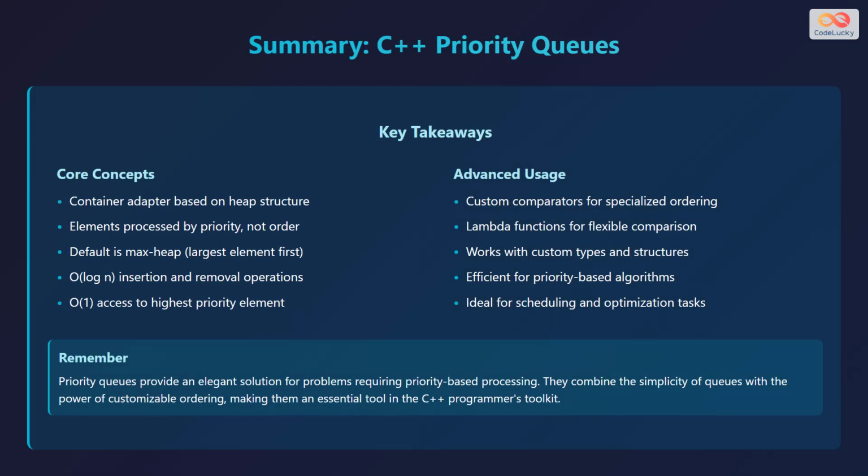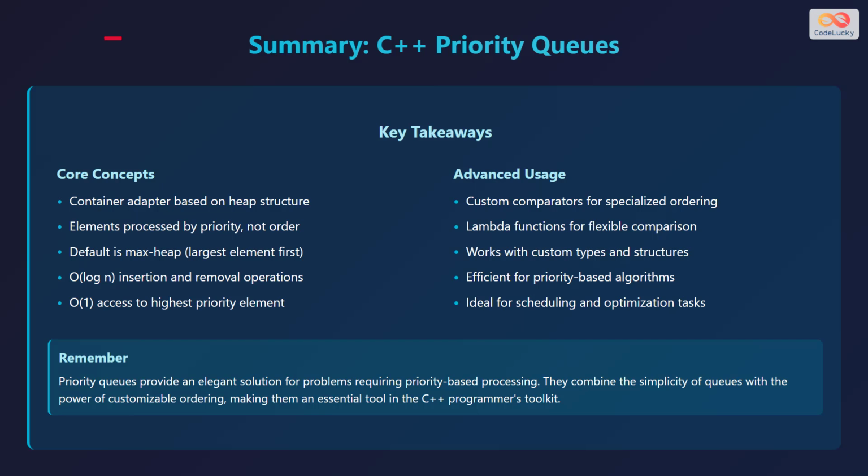In summary, C++ priority queues are container adapters based on a heap structure. Elements are processed based on their priority, not their order of insertion. By default, they function as a max heap where the largest element is processed first. Insertion and removal operations have a time complexity of big O log n, while accessing the highest priority element has a time complexity of big O(1).